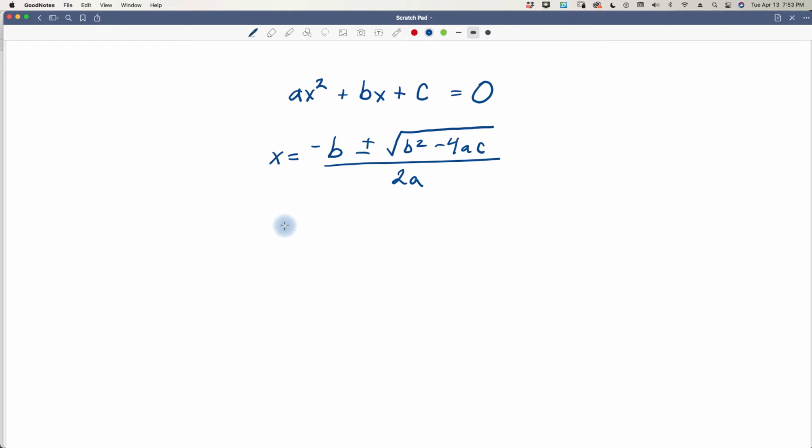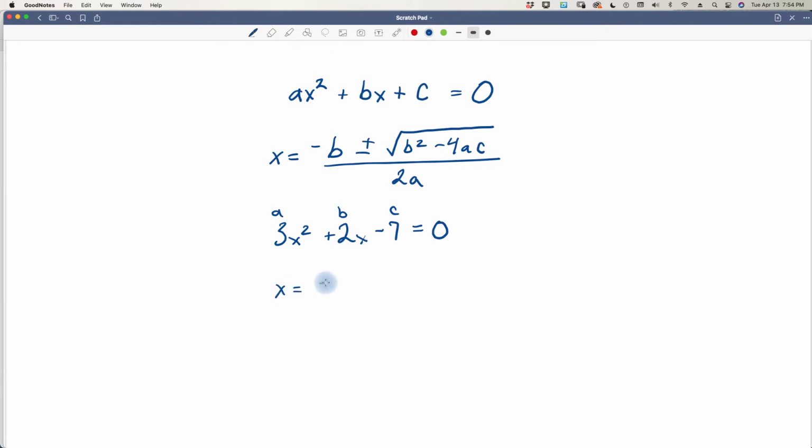Right, so here we have 3x squared plus 2x minus 7 equals 0. So this is our a, this is our b, and this is our c. You see that? So now we're going to sub it into our equation.